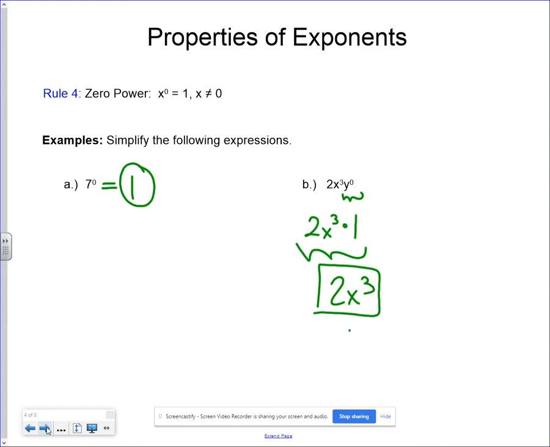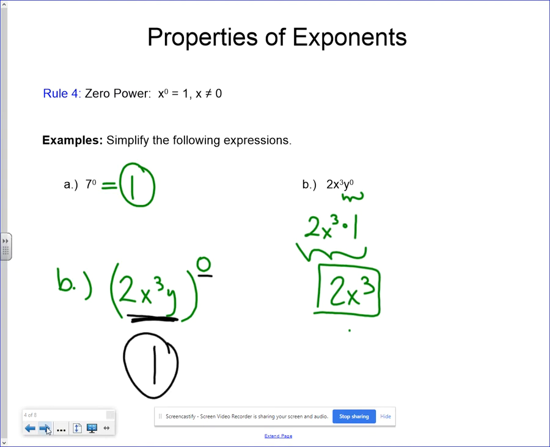But if I would have had B, B would have been written like this. 2x to the third y, the quantity, raised to the 0 power. That would be 1. Because this whole expression here is raised to the 0 power. And anything to the 0 power, no matter how complicated it looks, is just 1.